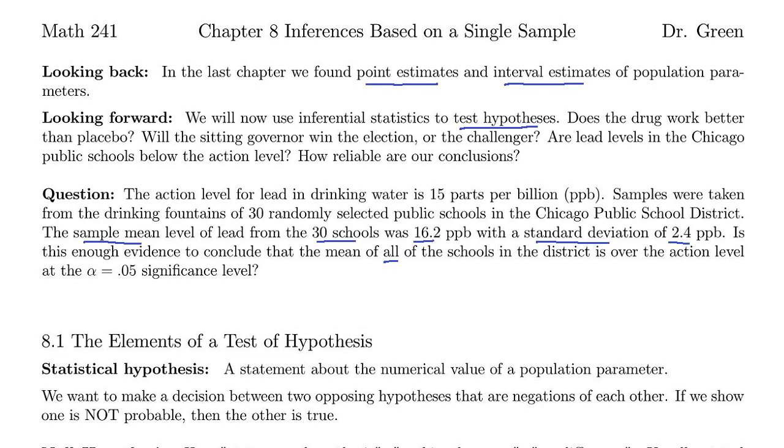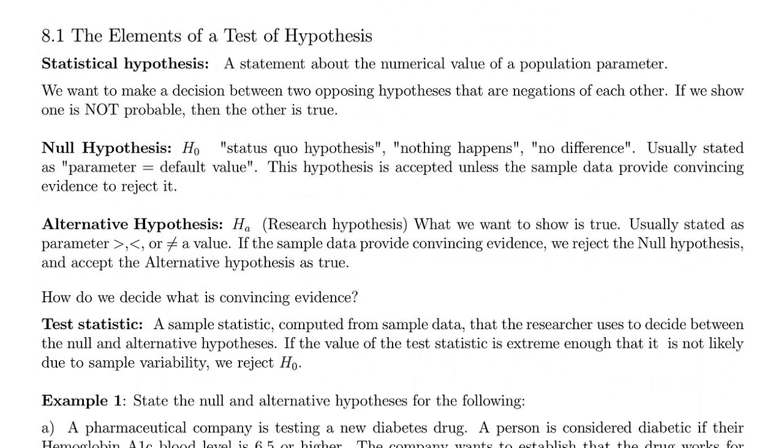In order to do that, we need to carry out a hypothesis test. So let's first talk about the elements of a hypothesis test. A statistical hypothesis is just some statement about the numerical value of a population parameter, like the population mean or proportion. And we want to make a decision between two opposing hypotheses that are negations of each other. If we show that one is not probable, then the other one will be true, probably true at least, with a certain degree of reliability.